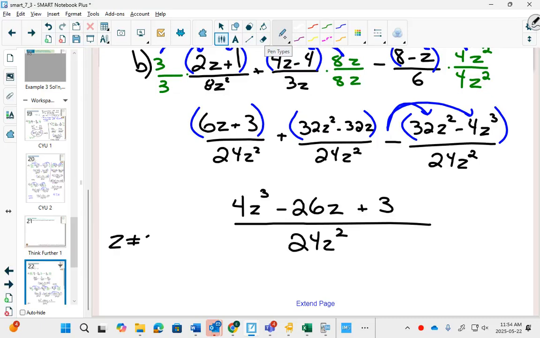Obviously, the textbook writes the non-permissible value, z can't equal 0. This is all grouped together. So unless I can factor out something, I can't cancel out the 4 and the 24 or the z squared and the z because it's all grouped together and we can only simplify if we're multiplying. So this is our final answer.